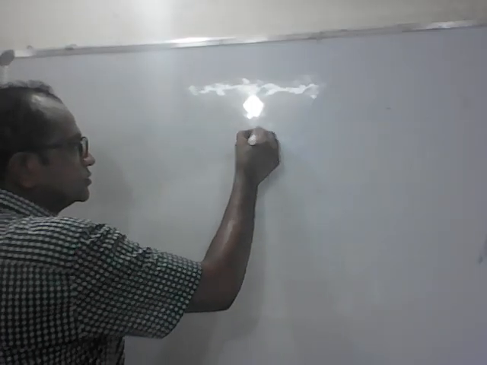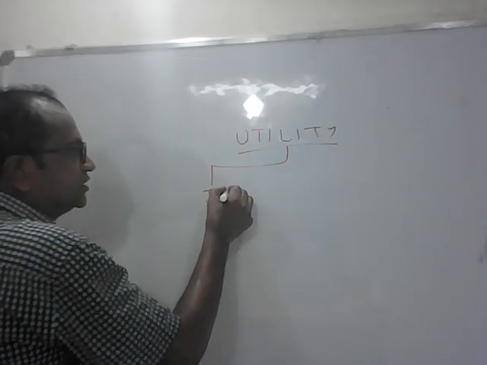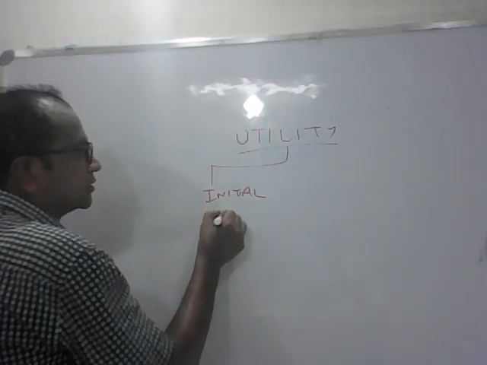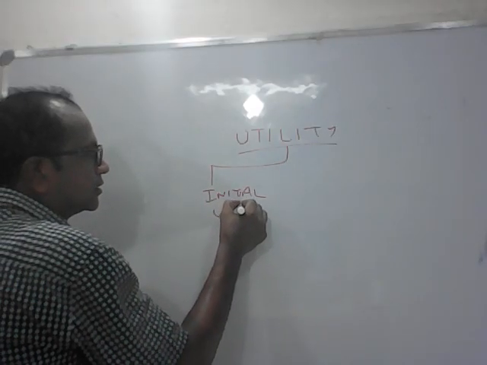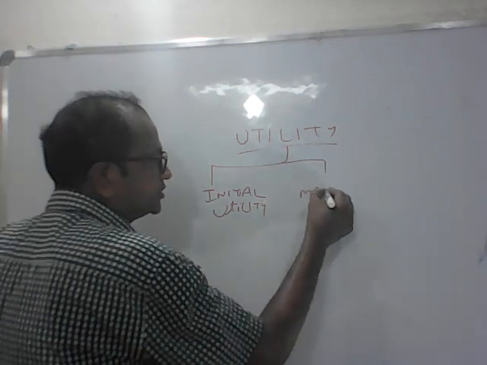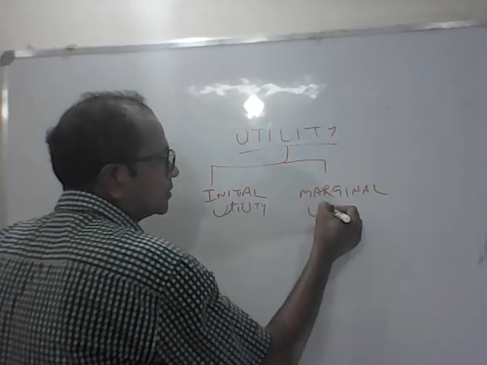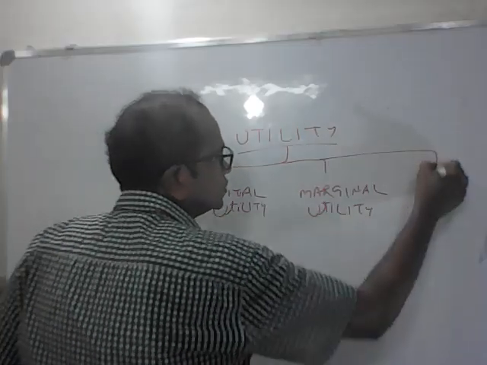Students, today's topic is the law of diminishing marginal utility. This is a topic related to utility analysis, in which we can say that utility can be of three types. This can be described as initial utility, marginal utility, and total utility.